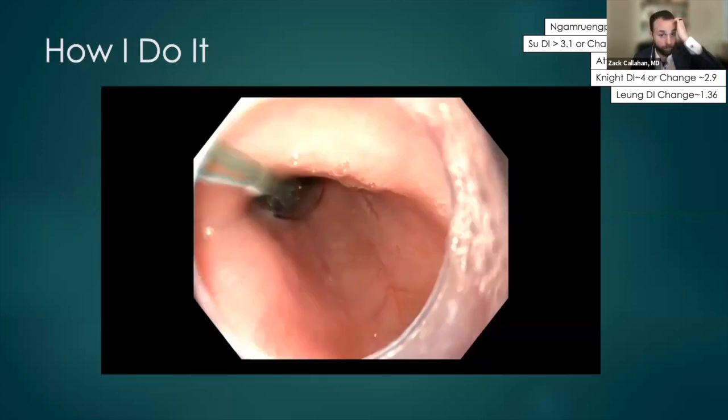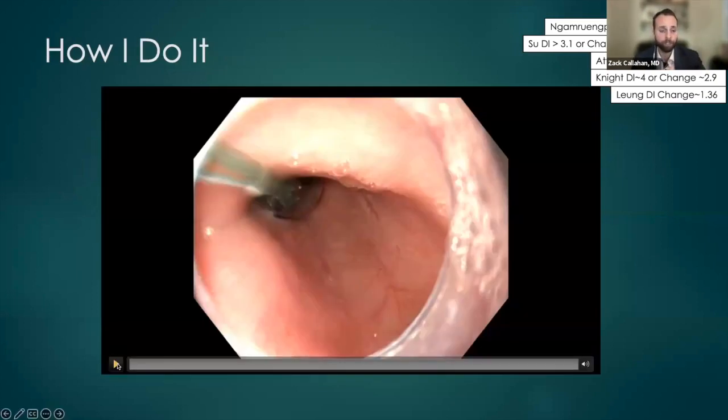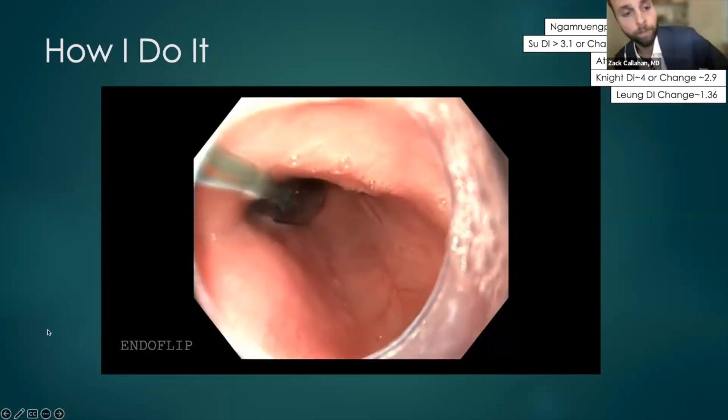Now that I've kind of killed everybody with all the data, it might be fun just to watch a POEM. This is from my fellowship, so I'll throw in a few pointers.